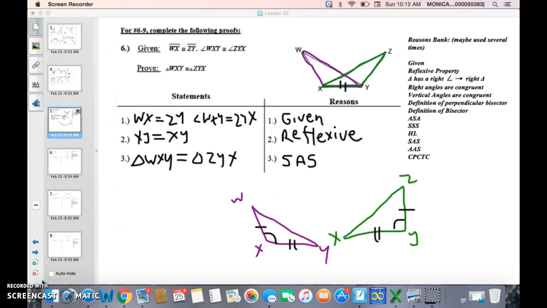Right, so this was just 3 quick statements, and we can prove these 2 triangles are congruent. I pulled them apart first, gave my given statement, and then noticed that this was the overlapping piece, so that was the reflexive property. And when I looked, I noticed it was side, angle, side that proved these 2 triangles were congruent.